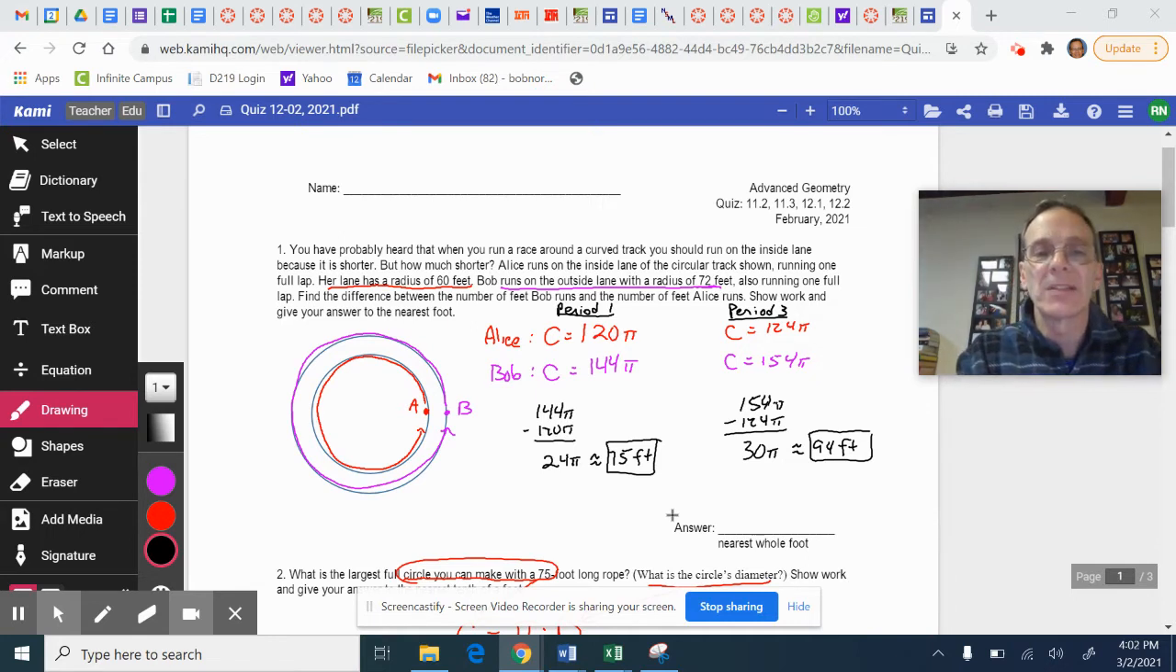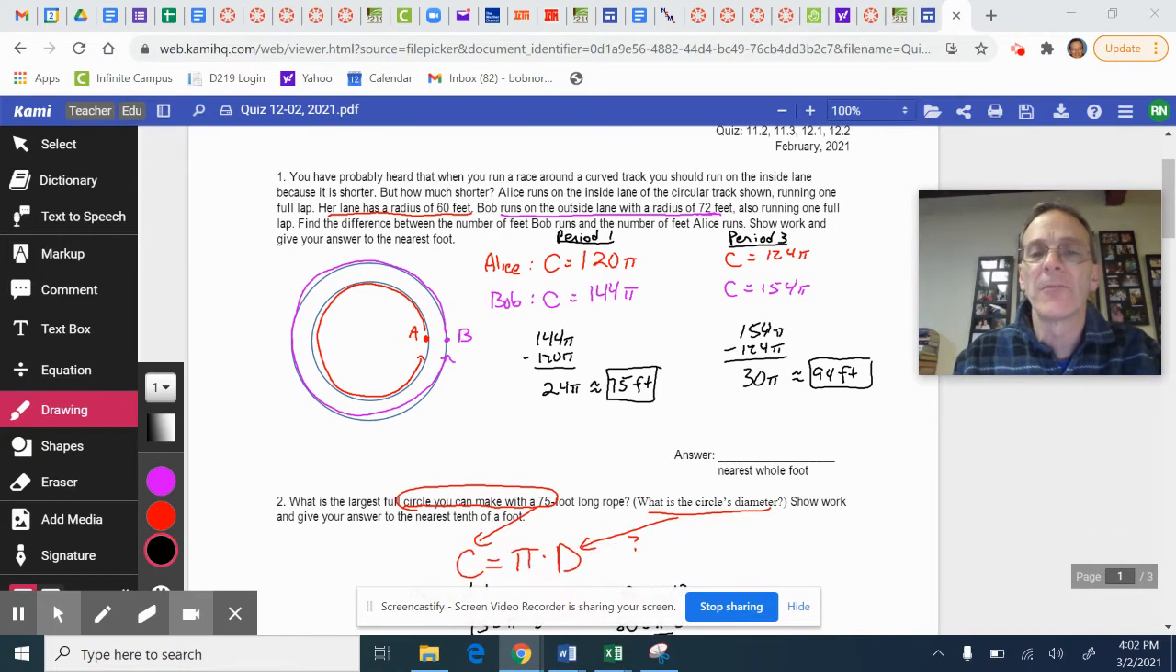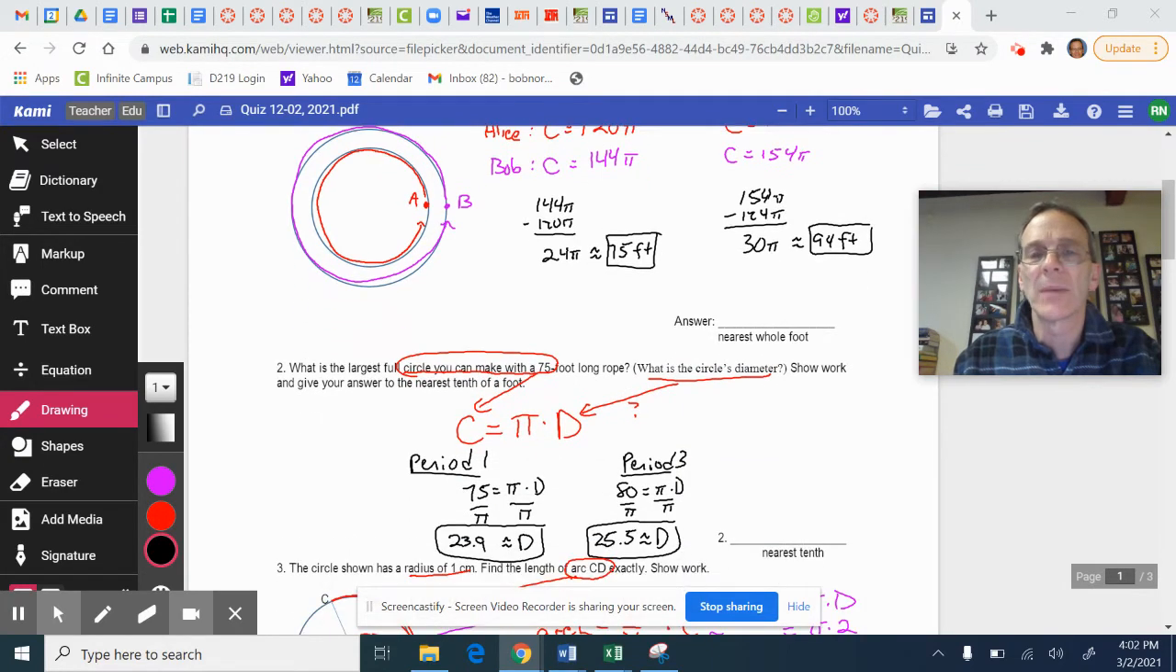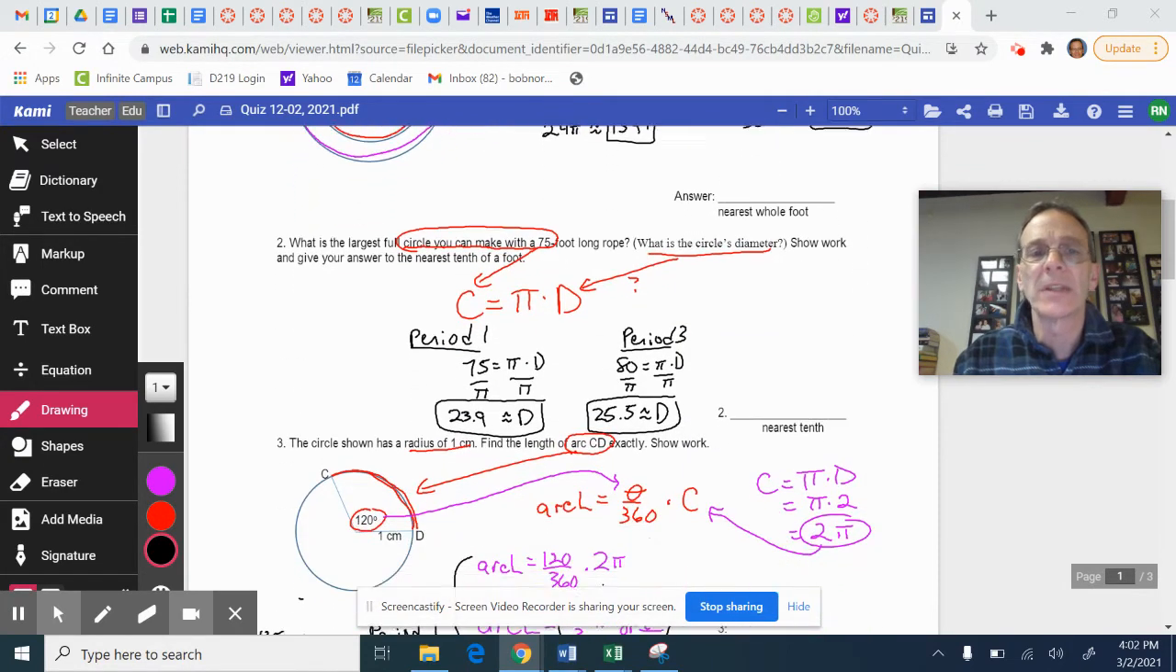So Alice runs on the inside circle, and so she runs the circumference of the circle, which is 120 pi feet. Bob runs the circumference of the outer circle, 144 pi feet. There's the calculations there. Very little trouble with that. You can go look at my detailed work later if you really need to see it.